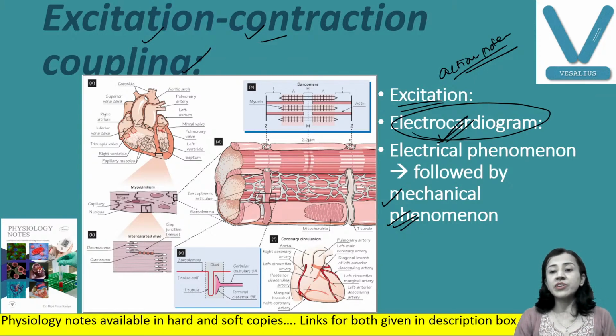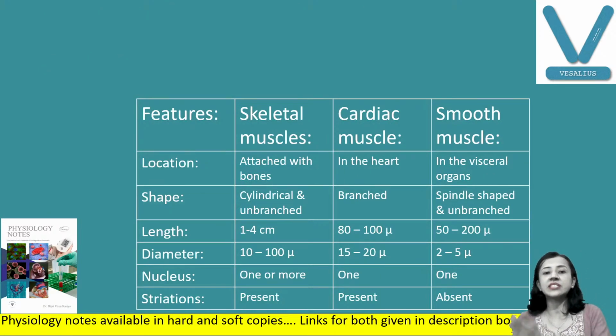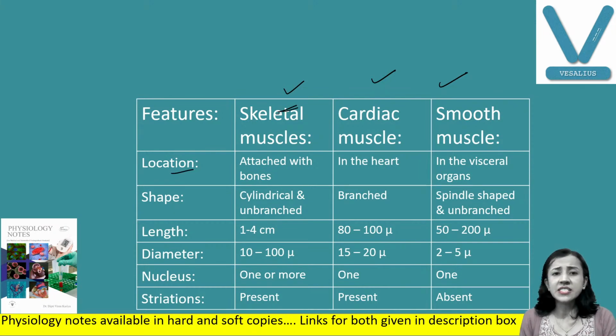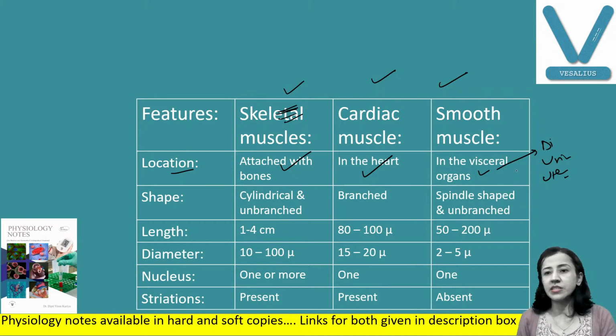So today we will discuss the difference between these three types of muscles: skeletal, cardiac and smooth muscle. What are the differentiating features between them? One, skeletal muscle, as the name suggests, means attached to the bones. Cardiac muscle is present in the heart, and smooth muscle is present in the viscera like the digestive tract, urinary tract, uterus and all other viscera. Involuntary actions are carried out by the smooth muscle.